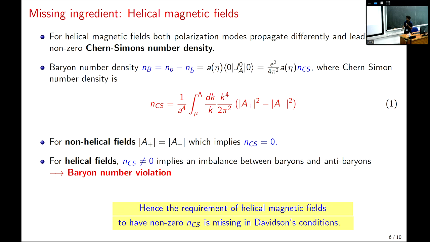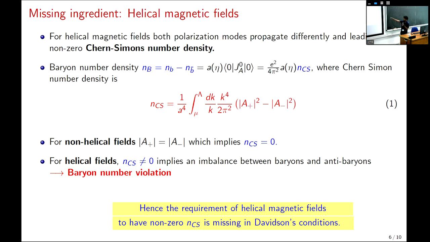To understand the helical magnetic field, one can think of the electromagnetic field, the massless U(1) gauge field, as having 2 degrees of freedom. If the propagation of these 2 degrees of freedom is different, then they lead to a helical electromagnetic field.